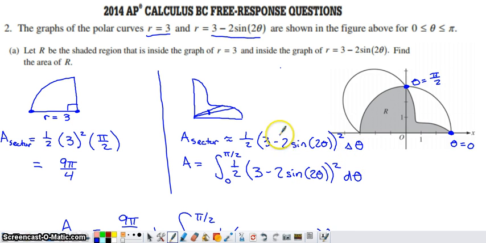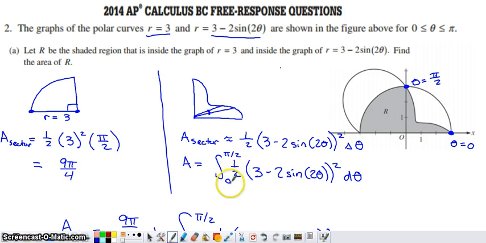Well, what I want to do is add together a bunch of sectors that would sit within this region that have the same area as this one does. And what we can do to add together an infinite number of things is use a definite integral as our tool to carry out that process. So we're going to integrate this expression. The delta theta is going to become a d theta.